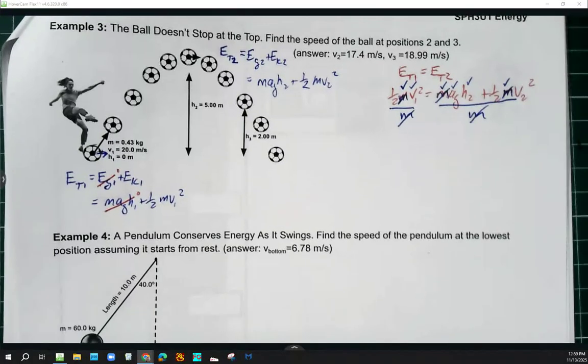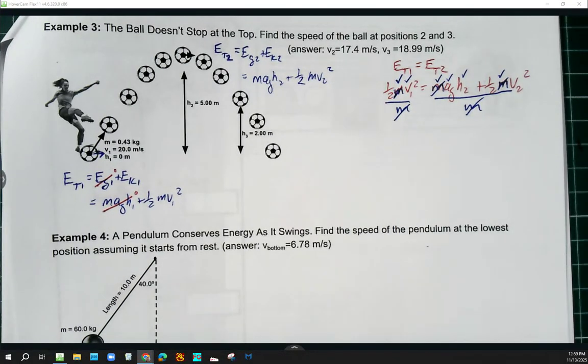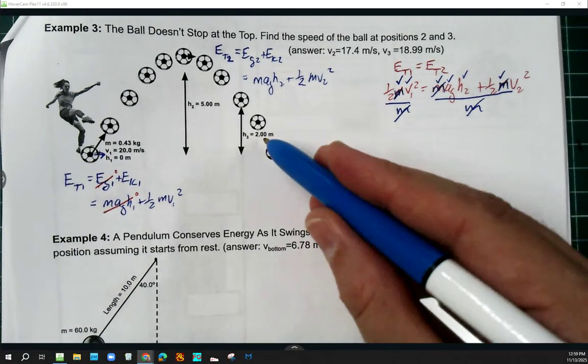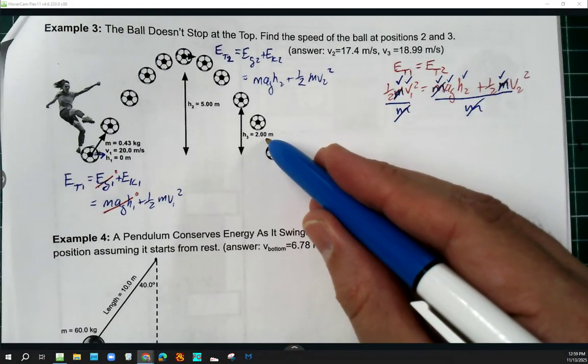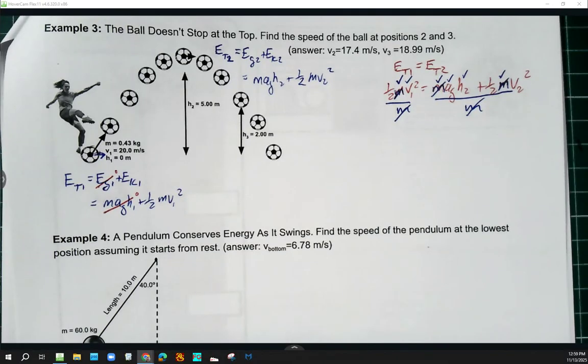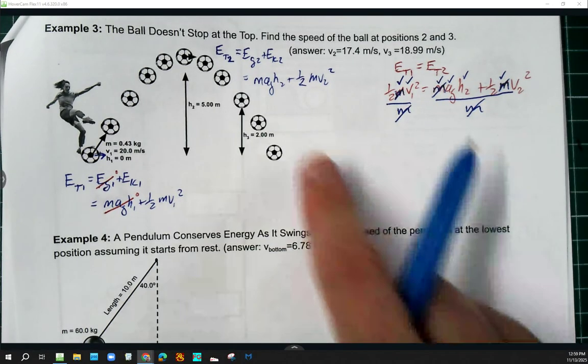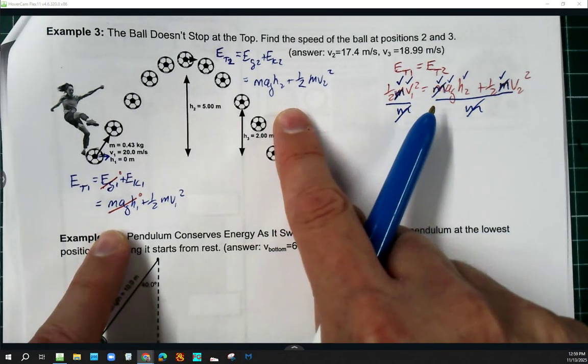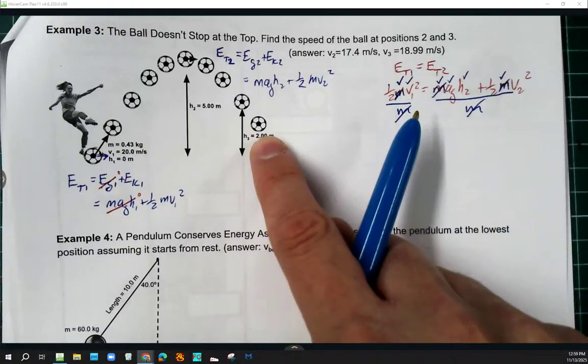So that was a challenge that I left you with in homework, but it might show up again in the future as well. And then people say, well, could I do the same thing when it gets to height 3? Yeah, why not? I'm not even going to show that. I could do the exact same process, setting energies equal to each other, and I could solve for the speed at height 3.